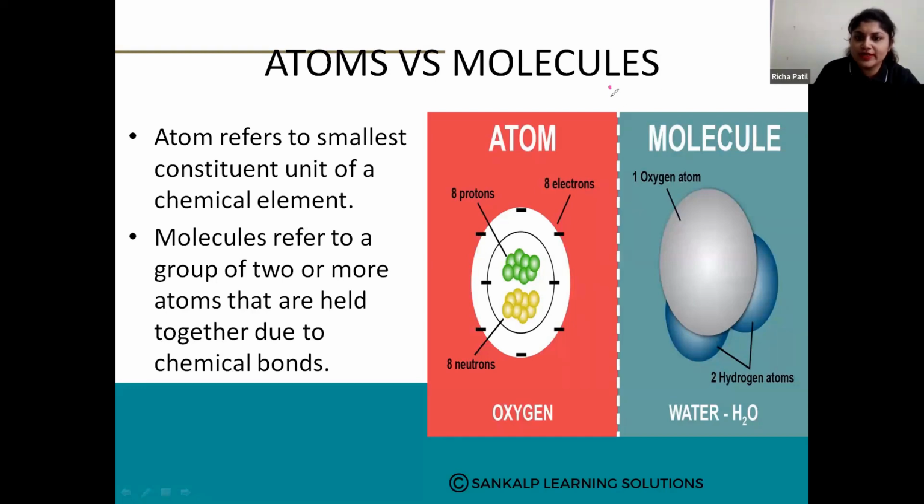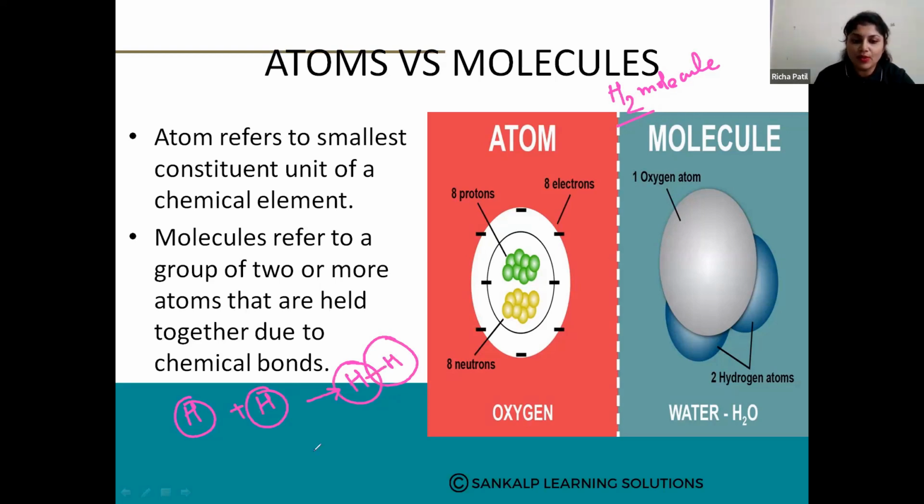So H2, for example, the H2 molecule. What is the H2 molecule? It is the combining of two hydrogen atoms. How is this H2 molecule formed? One hydrogen atom combines with another hydrogen atom, forming a hydrogen molecule. It is held together by a chemical bond. So this is one hydrogen atom, this is another hydrogen atom, and this is a hydrogen molecule, H2. So these are atom and molecule.